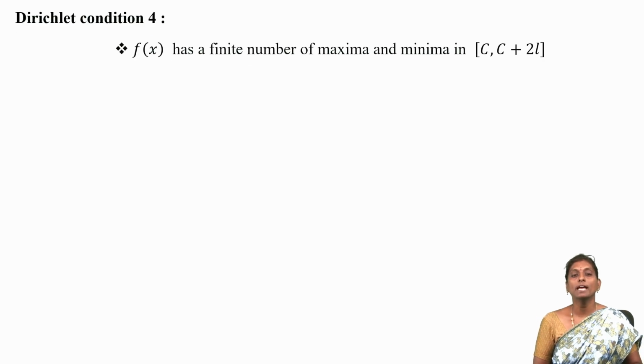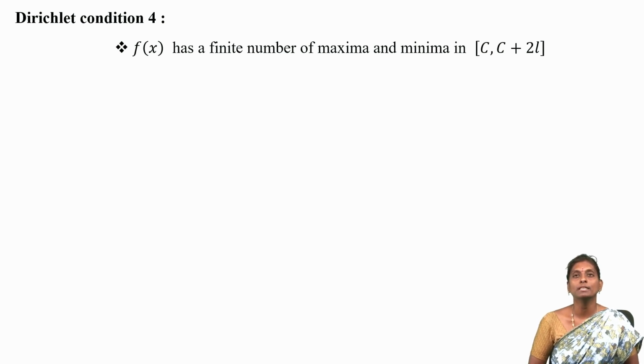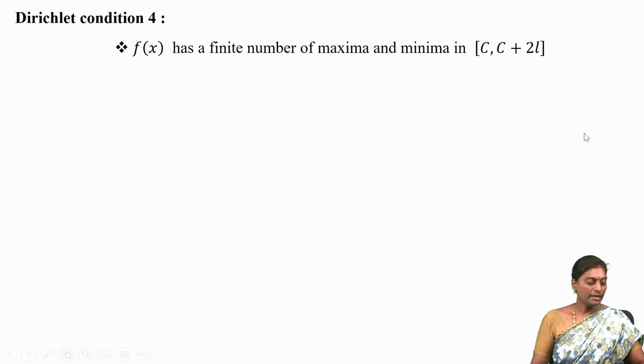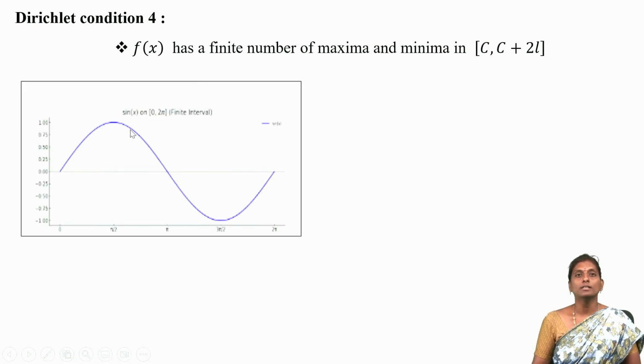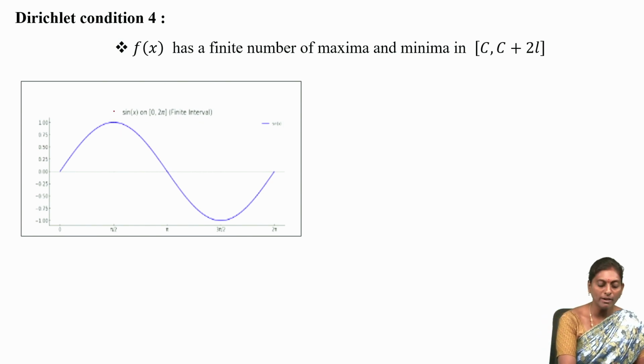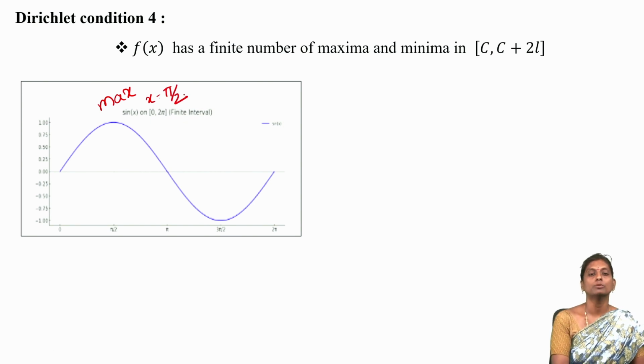Go for the final, last condition. The condition is that f of x has a finite number of maxima and minima in the interval c, c plus 2 pi. I take one graph here. You know that this is a sine wave in the interval 0 to 2 pi. Here you observe the maximum value at x equal to pi by 2, the maximum value in the interval 0 to 2 pi.